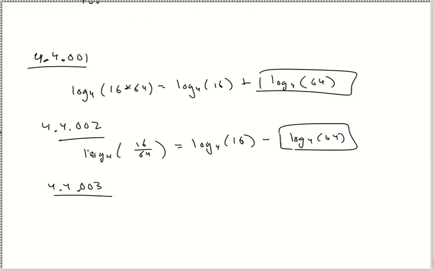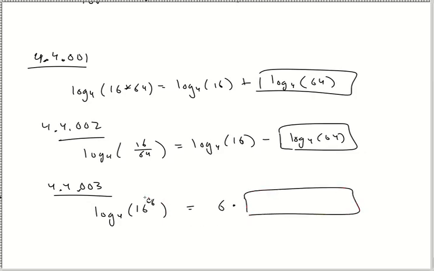44003. You could probably guess these are the first three questions in the homework. I don't know if they are, but these are important. This one's kind of funny because it has a 6 times and then a box. So the 6 comes down in the front. Obviously, there's my 6. What's left over? Log base 4 of 16. Okay, awesome.